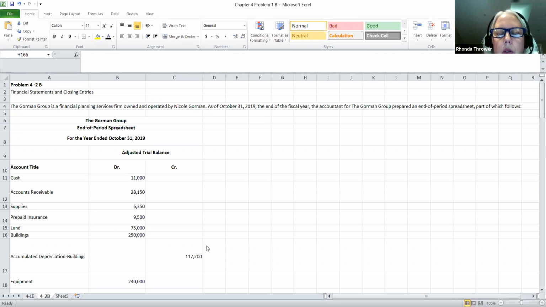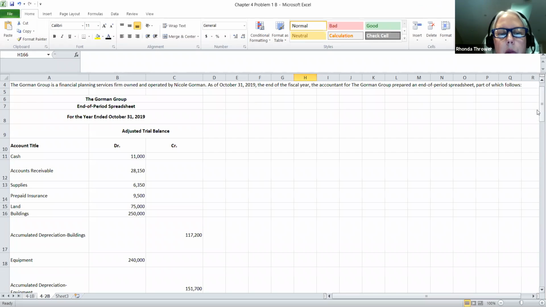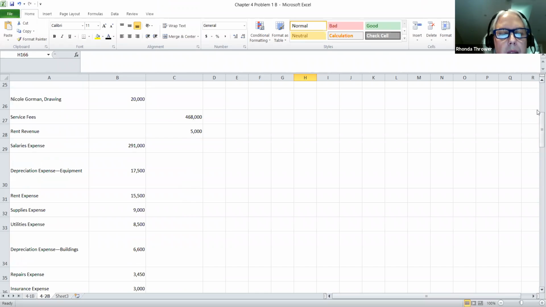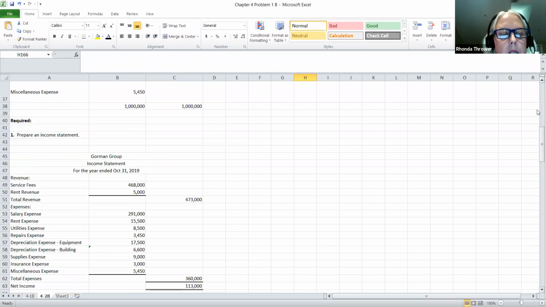And you'll remember the last time that we talked about the spreadsheet being a tool that you could use to help you to prepare financial statements. But it's an optional tool. You have to prepare an adjusted trial balance at the end of the accounting period. So you can just use the adjusted trial balance to prepare your financial statements. Today, we're going to be preparing the income statement, the statement of owner's equity, and the balance sheet for this Gorman group.